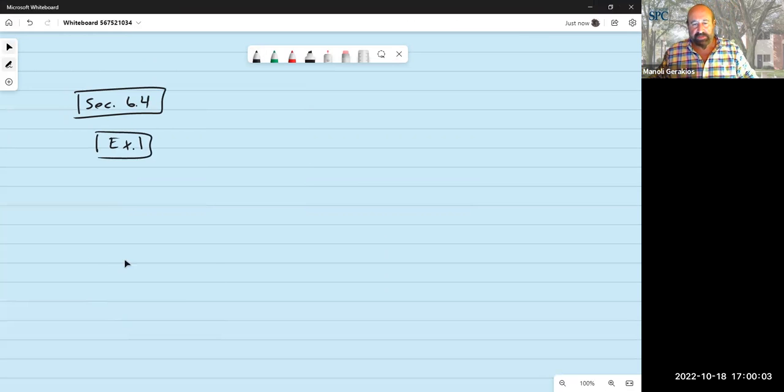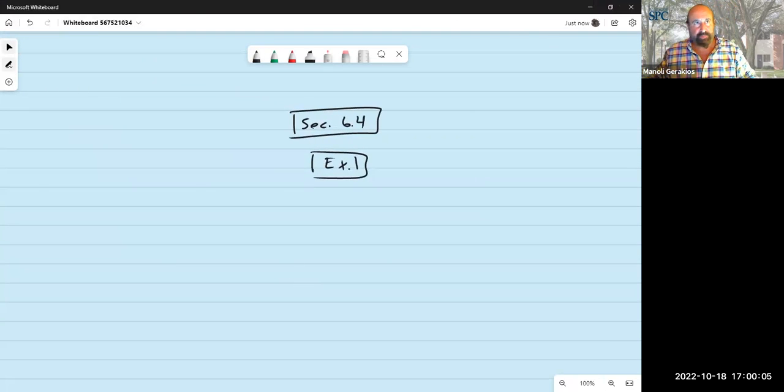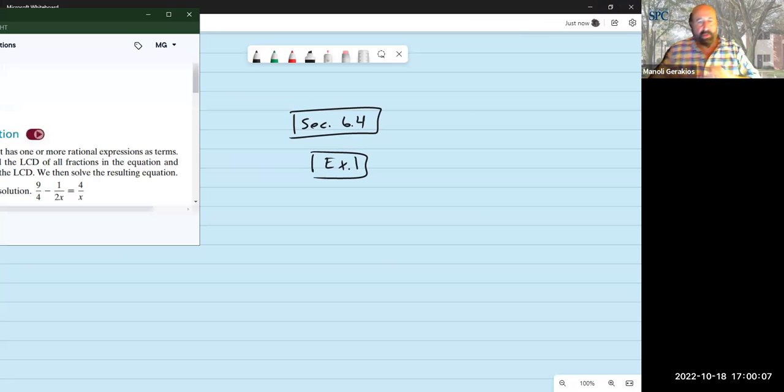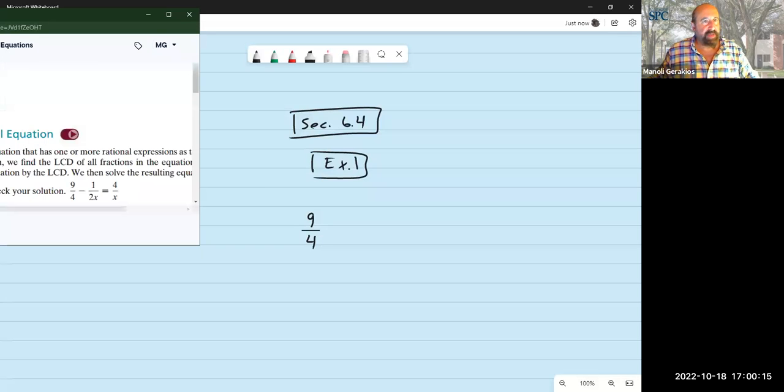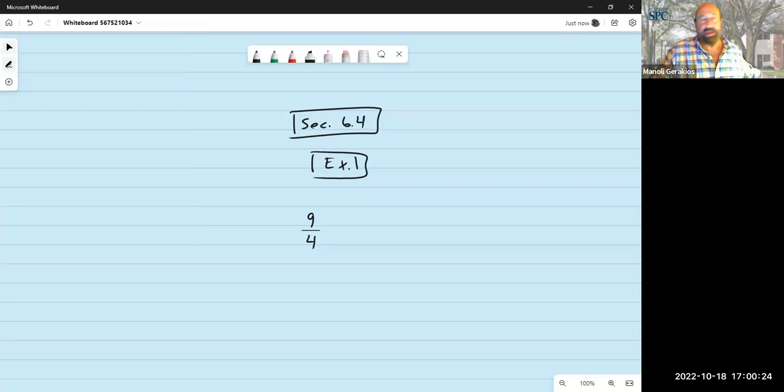I'm going to slide this over just a hair. Example 1 shows us 9 over 4. I'm just going to do that until I get it copied. Look, I'm just going to move this over to my second monitor and copy it over for you. It's in the recording if you want to pause it.